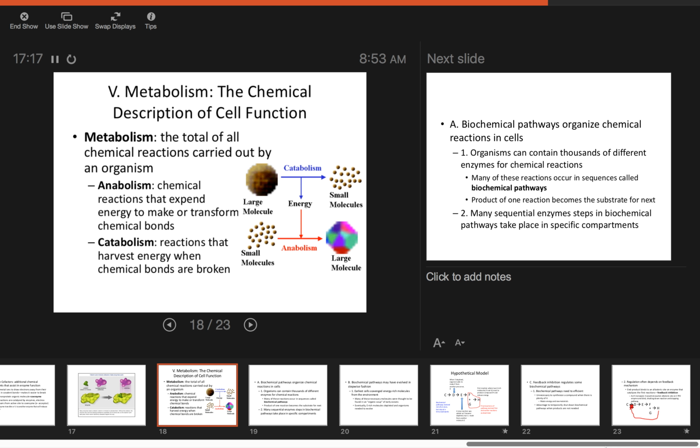So you have all these small molecules. With energy, we can form bonds between them and make a very large molecule. That's anabolism. Catabolism means you're going to harvest energy and break bonds. So I have my large molecule, I'm going to break it down into small molecules and use that energy to carry out other chemical reactions in the living organism. So catabolism, break it down; anabolism, build it up. That's how I remember it.